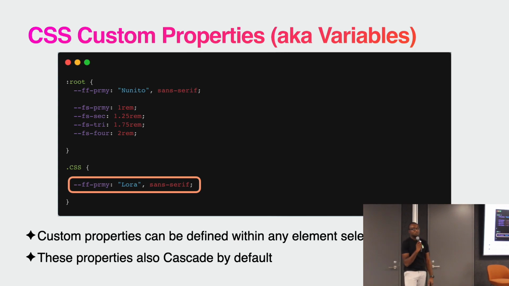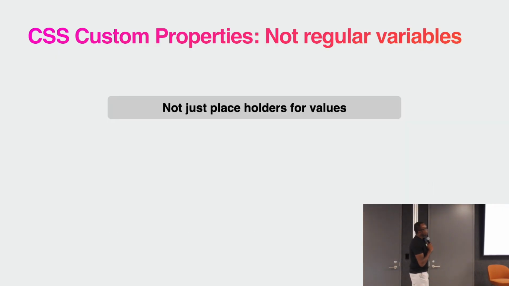This means that we can actually overwrite things that were defined in the root. Custom properties also do cascade, meaning that if we have a variable that is defined lower within our style sheet, that is going to take priority. Now, we can actually turn off this cascading rule with variables. And so the other thing that comes with CSS custom properties is this idea of an @property rule.